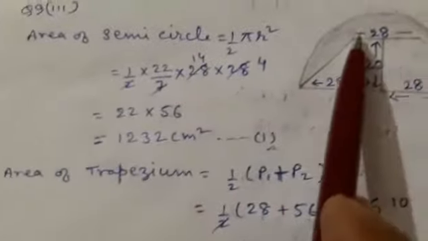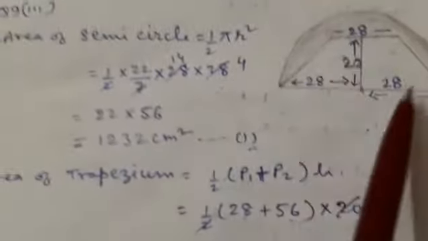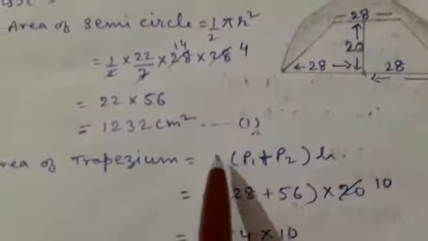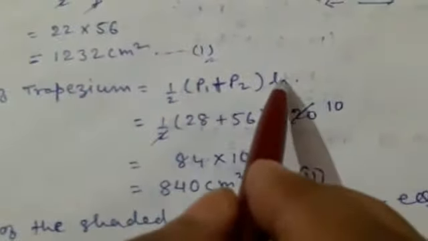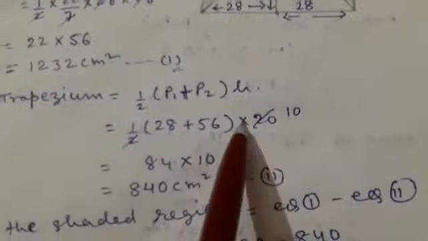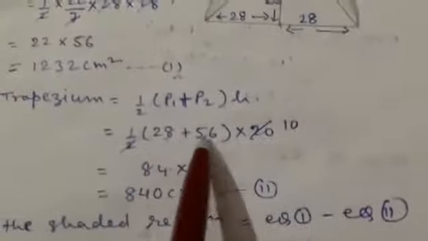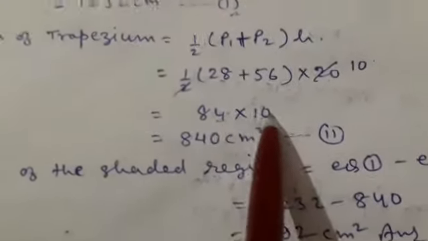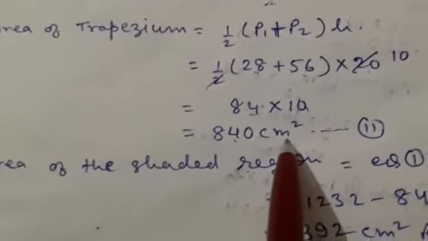Now inside this semicircle it is given one trapezium. So area of trapezium is half into p1 plus p2 into height. So half, what is p1? P1 is given 28 and p2 is 28 plus 28, this is 56 centimeter, into what is the height? Height is given 20 centimeter. So 2 10s are 20. Now 28 plus 56 is 84 into 10, that is equal to 840 centimeter square.